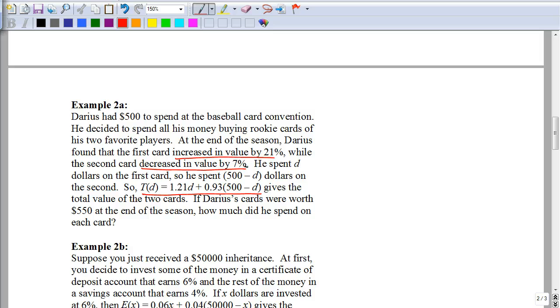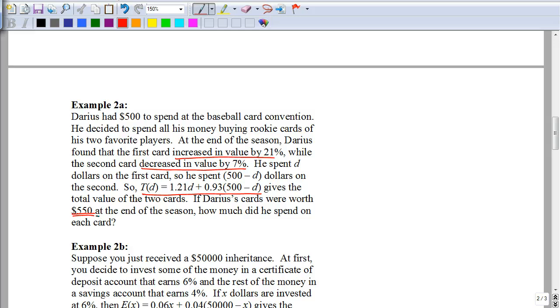The 0.93, where we can get that from, is the second card decreased in value by 7%. Well, it still started out at the same original 100%, but by the end of the year, it decreased by 7%. If I take that away from 100, I'm left with 93%, or 0.93. Now, if I wanted to figure out the value of the first card at the end of the year, I would take 1.21 times what we originally paid for it. To figure out the value of the second card at the end of the year, I would take 0.93 times what we paid for it. And together, those two would give me the total value at the end of the season.